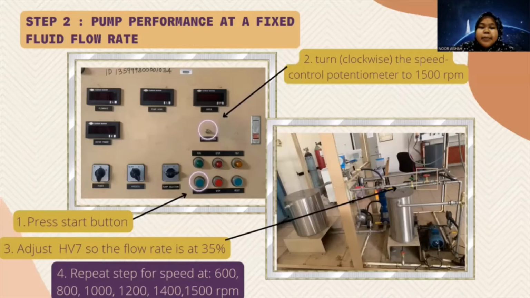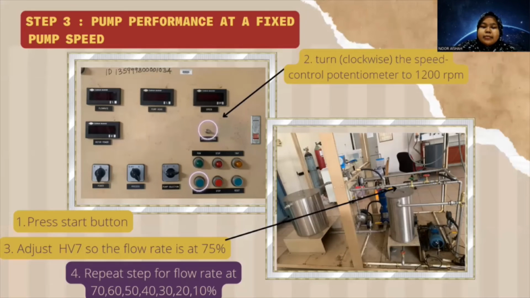For this experiment, we do two procedures, which are the fixed flow rate and the fixed pump speed. For the fixed flow rate, the start button on the pump is pressed, and then the speed control potentiometer is gradually turned clockwise to 1,500 RPM. At this point, HV7 is slowly adjusted so that the flow rate is about 35%. Then this step is repeated for different speeds as shown on the screen.